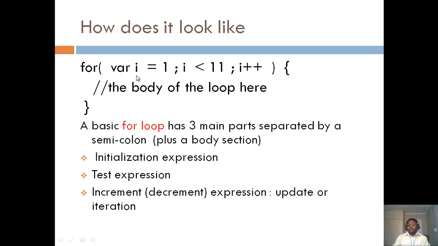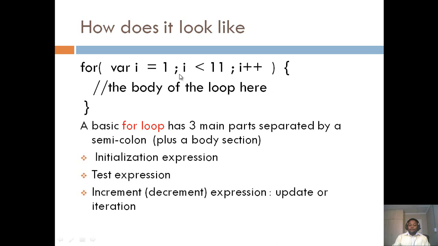So this is the first part of the loop, that is the initialization expression, and here we're saying we are going to start at 1. So we're saying var i, that is a variable we're creating there, var i = 1. So we are going to start at 1. That is what is known as the initialization expression, or the initialization part of the for loop.